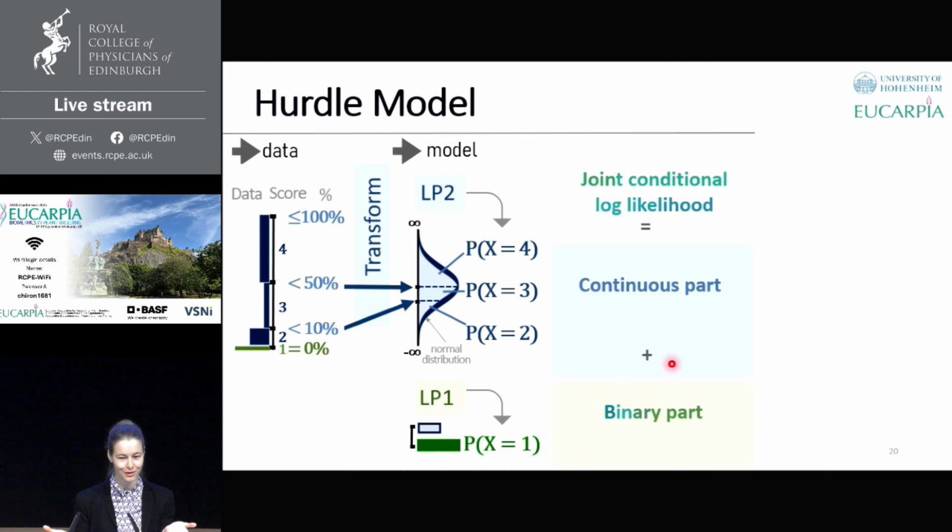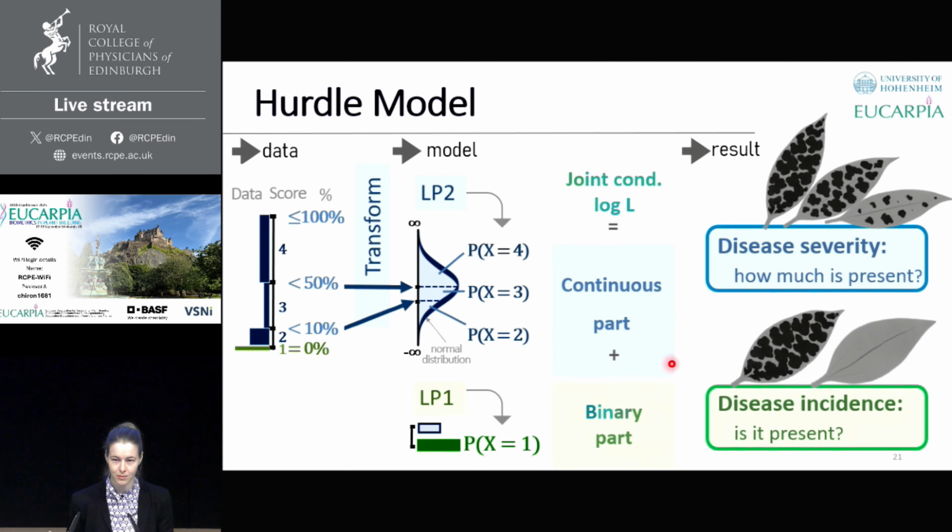So what do we get out of it? We heard earlier that it's nice to have a biologically relevant model that shows something about the biology. As we have 2 linear predictors, we also get 2 results, 2 sets of parameters, 2 sets of significance values, 2 sets of estimates, variance components, but they answer different questions.